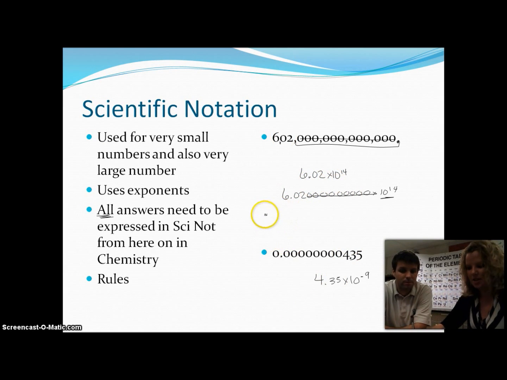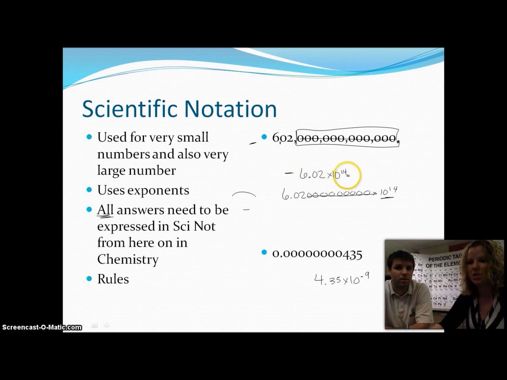We can put this into scientific notation, and this number and this number are still the same. These guys right here were just holding the place of that number. So if we put it into scientific notation, we can see that these zeros right here are not significant. This 0 would be significant because it's between two non-zero numbers, where these are not.